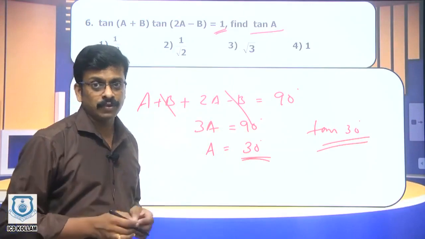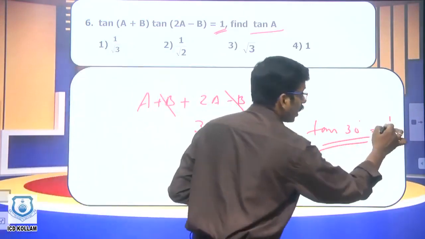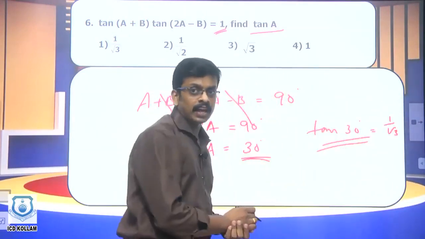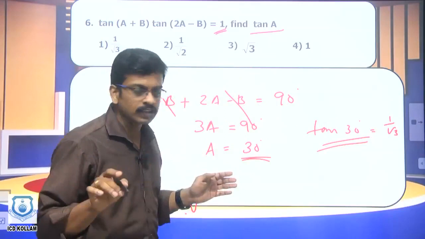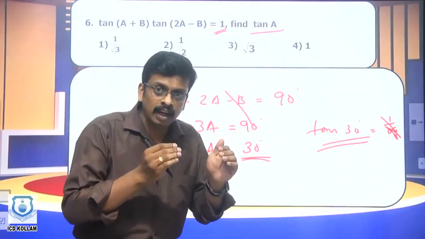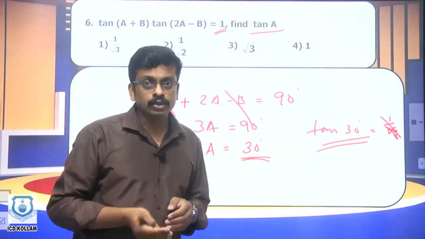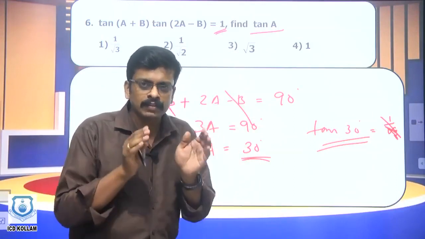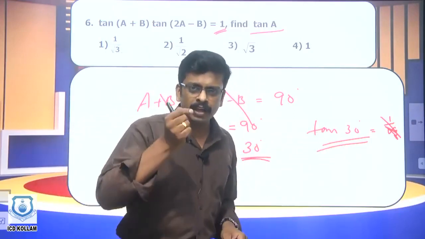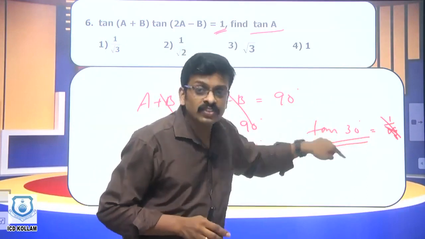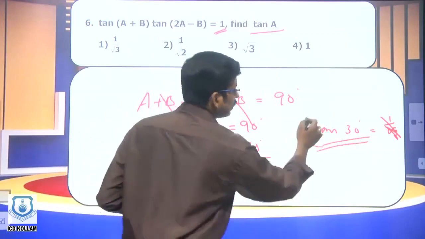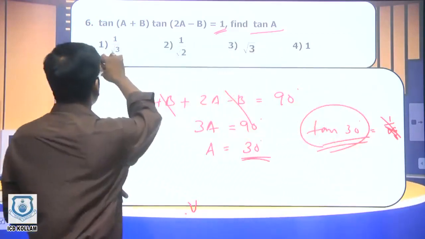You need to learn those values by heart. Tan 30 is 1 by root 3, and tan 60 is root 3. Tan 45 is 1. You should not go dividing sin theta by cos theta to get tan theta. For a competitive exam aspirant, you need to know tan 30 as 1 by root 3, tan 60 as root 3, and tan 45 as 1. So here tan 30 is 1 by root 3.